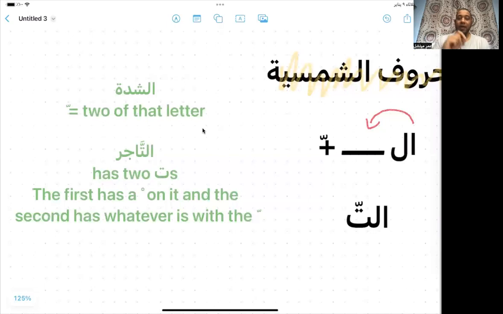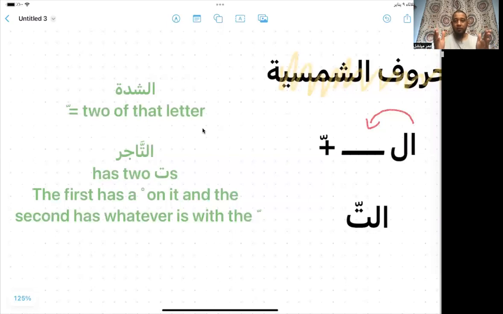So in the word at-tajir, which we learned in the previous lesson, the ta, you see, has a shadda after the alif and lam. It has a shadda, so there are 2 tas, and the first one has a sukoon. The second letter will have whatever is on that letter, whether it's a fatha, a damma, or a kasra. Here in at-tajir, it is a fatha. So you have at-tajiru, right?